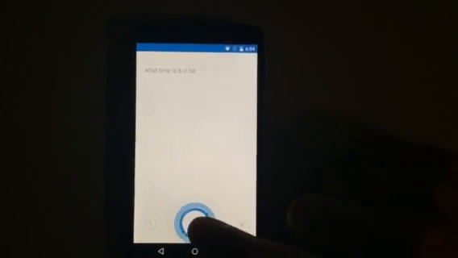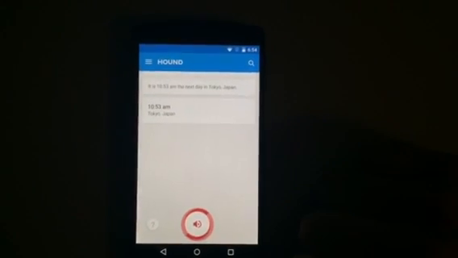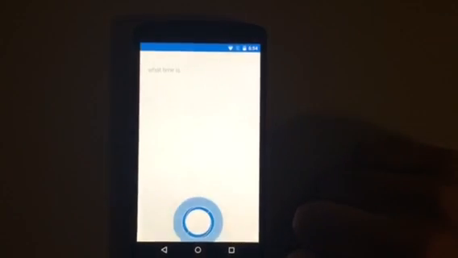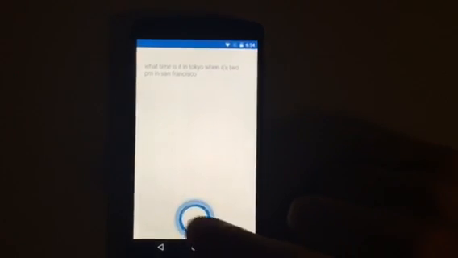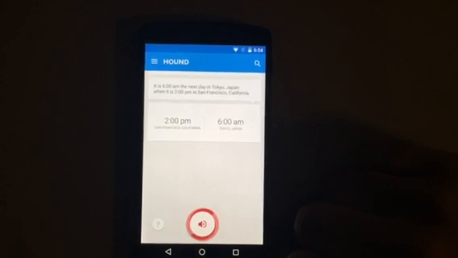What time is it in Tokyo? It is 10:53 a.m. the next day in Tokyo. What time is it in Tokyo when it's 2 p.m. in San Francisco, California? It is 6 a.m. the next day in Tokyo when it is 2 p.m. in San Francisco, California.